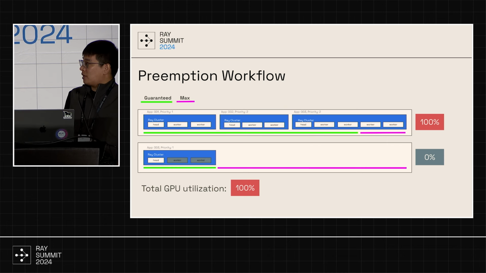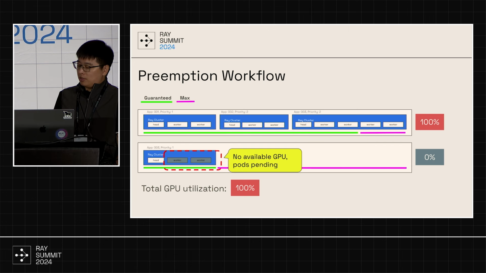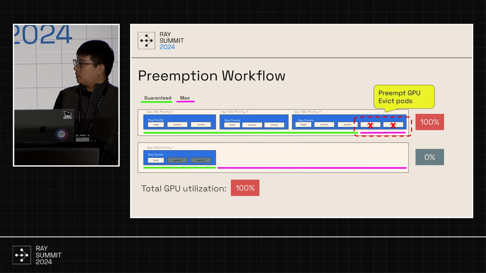But what if there's another Ray cluster submitted to the second queue, and now there's no available GPUs in the cluster? The pods will be pending there. At this time, YuniKorn will start to trigger the preemption process, because right now the first queue uses more than guaranteed capacity, but the second queue needs some more resources to reach its guaranteed capacity. So YuniKorn will say, I need to move some of the GPUs from overutilized queues to underutilized queues. And it will honor the guaranteed capacity.